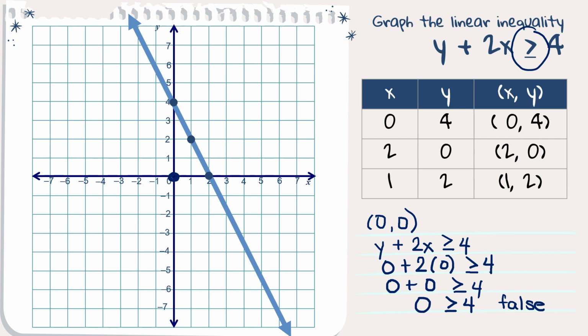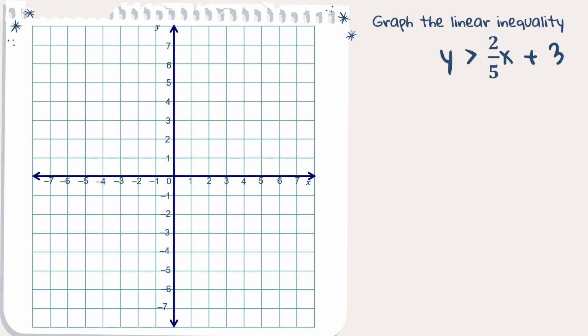Since at (0, 0) our statement is false, we are going to shade the opposite side of that line. So we are not going to shade the part which contains (0, 0), but the other side of the line, which is actually above the line. So this is the graph of the linear inequality y plus 2x is greater than or equal to 4.